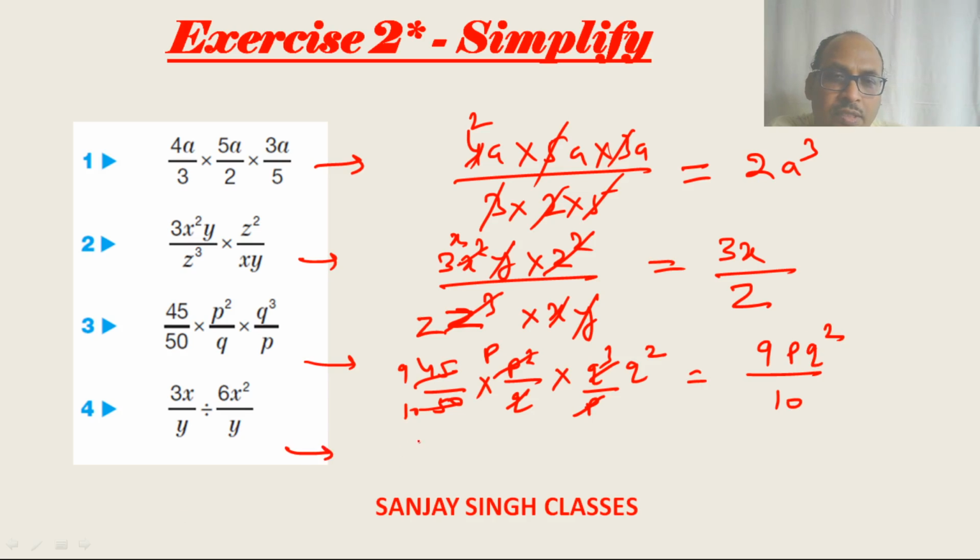This fourth one: 3x by y into y by 6x square. So this y has got cancelled. This x will be cancelling this x square, and 3 2s are 6. So the answer will become 1 by 2x.